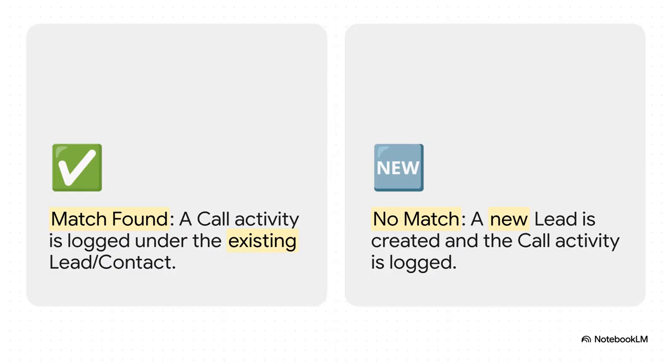And based on the answer to that question, the system hits a fork in the road. Its next move completely depends on that lookup. If Zoho says, yep, I know them, the system just logs the call on their existing record. Simple. But if the answer is no, well, that's when it does something really powerful. It creates a brand new lead for you completely automatically.